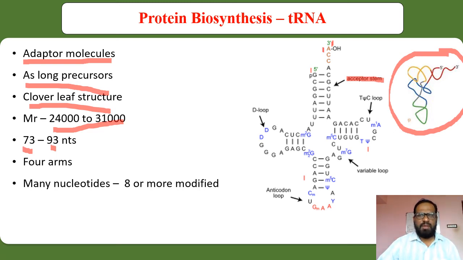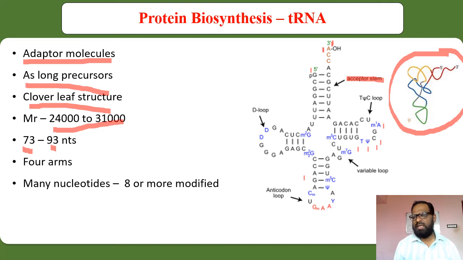Now, if you observe this particular tRNA molecule, what are you going to see? You are going to see that some of the bases are highlighted like this. Why are they highlighted? Because they are called modified bases. They are not normal bases, as in the case of AT, AU and GC.